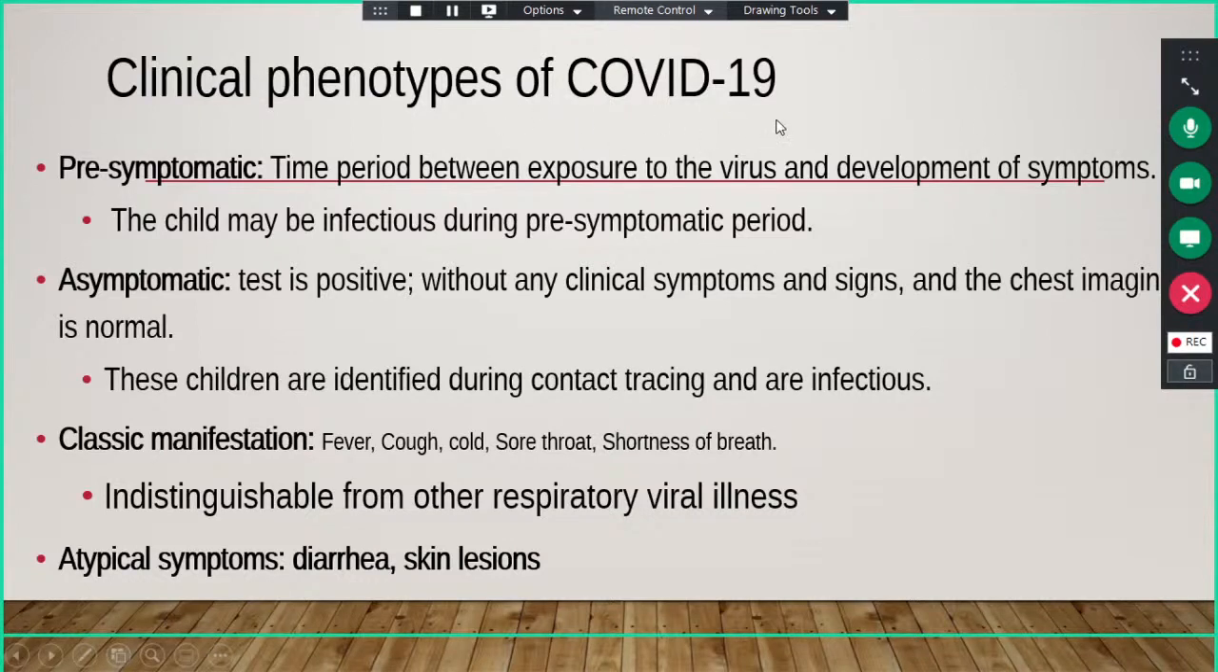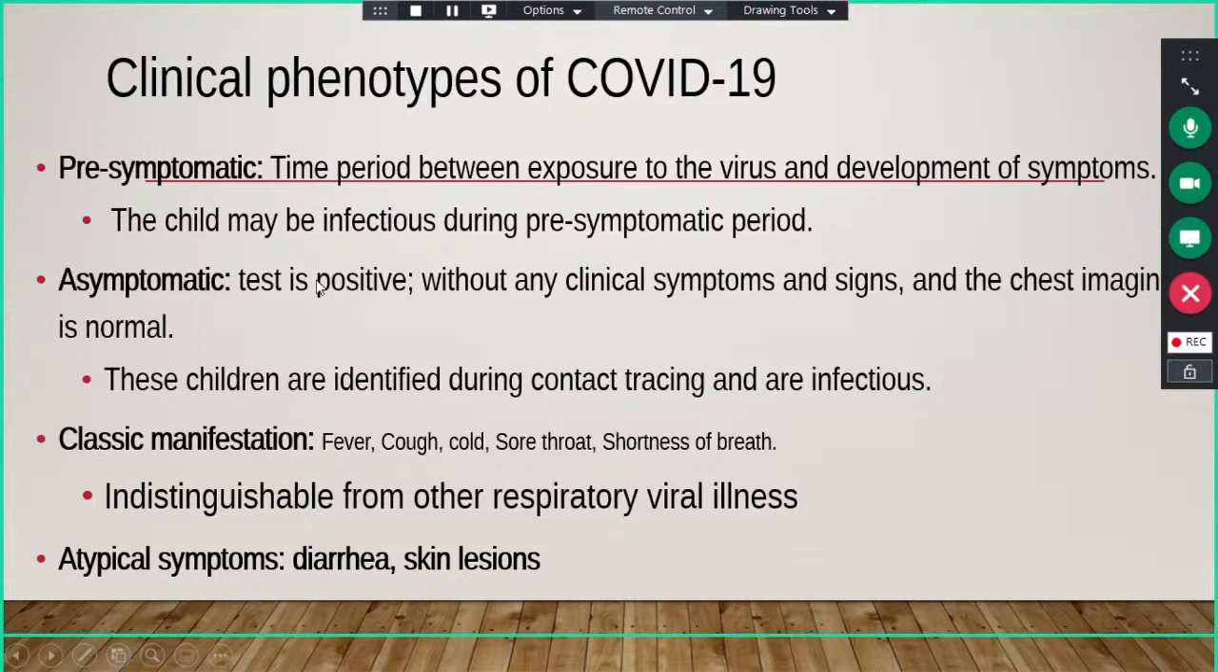Clinical phenotype of COVID-19 can be classified into these four classes. One is pre-symptomatic. This is the time period between exposure to the virus and development of symptoms. So it may be that the person was exposed 5 days ago and now he is asymptomatic, and even 2 days before the presence of symptoms, the patient may be infectious. So during this time, the patient may be infectious and it is before the symptoms are there.